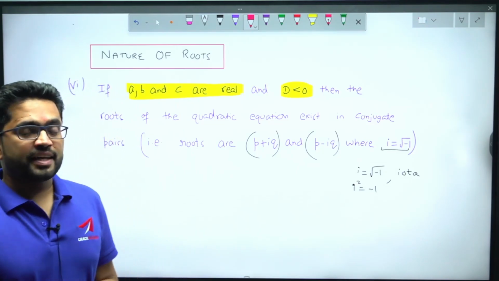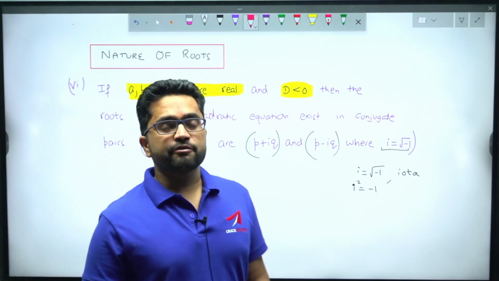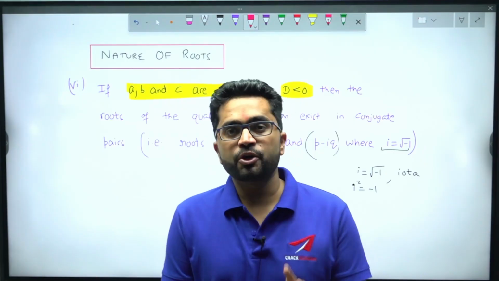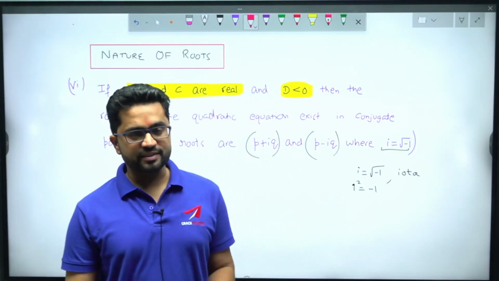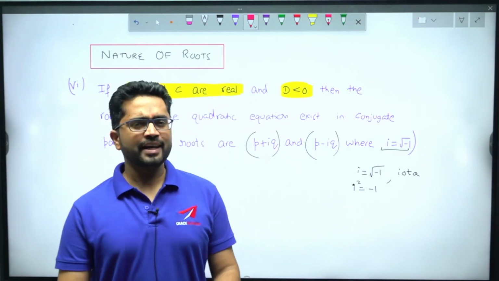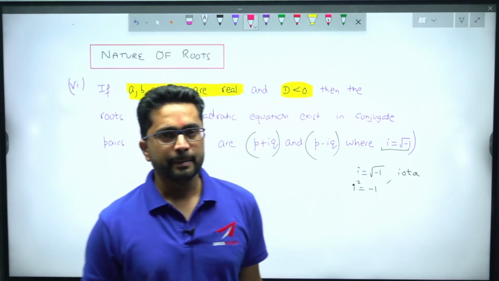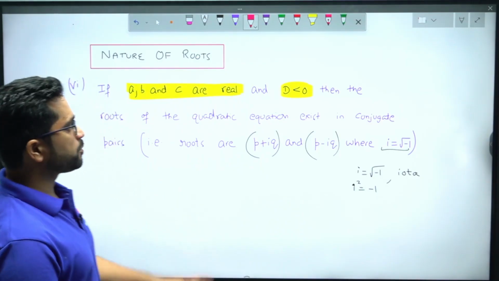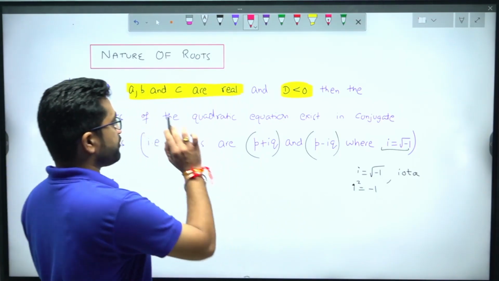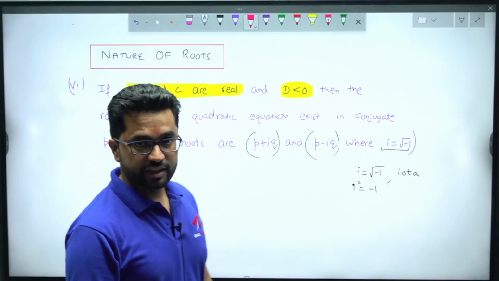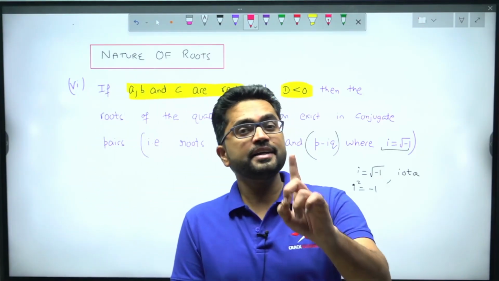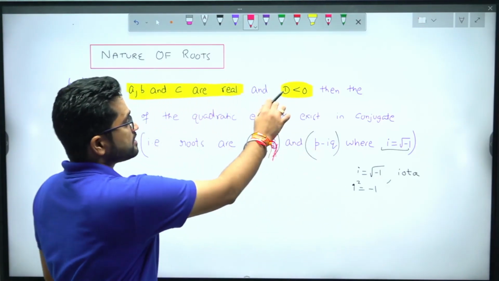Once again I am repeating: don't get confused with the term iota or under root of minus 1. It is very simple. I'll give you a very simple example where we are going to use this. But please make a note of the simple point. What is that point? If coefficients are real and D is negative. What is D? D is the discriminant, and it is negative.